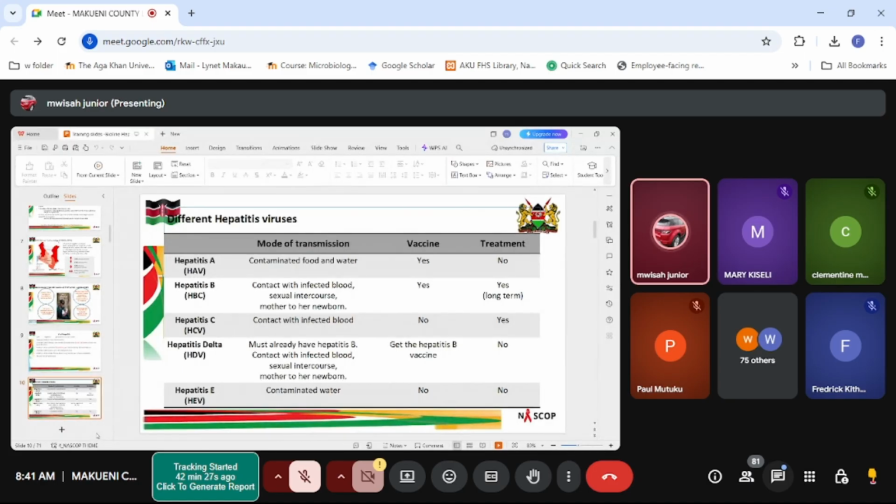Hepatitis C: contact with infected blood is the mode of transmission. It has no vaccine, but treatment is there. Hepatitis D, which is the Delta: for you to get infected, you must already have hepatitis B.